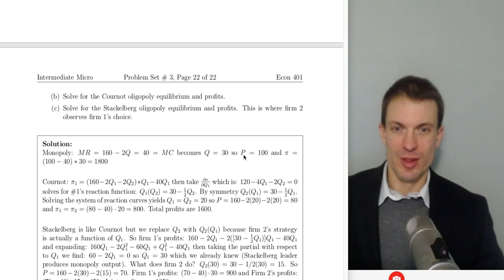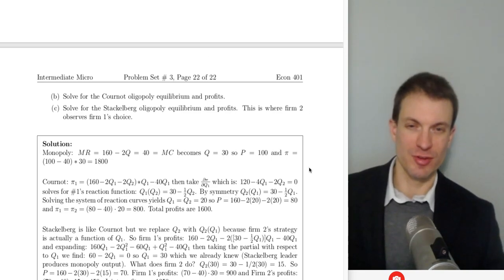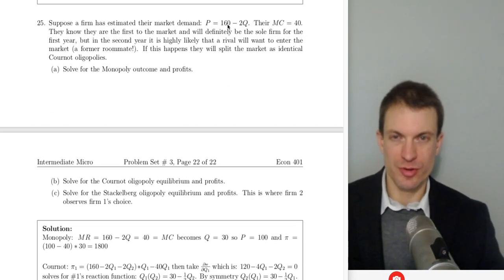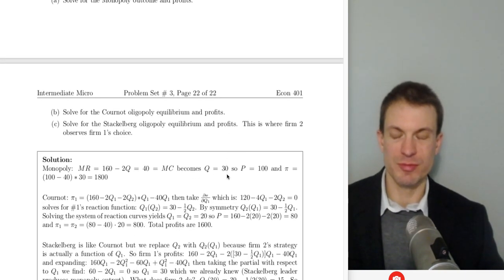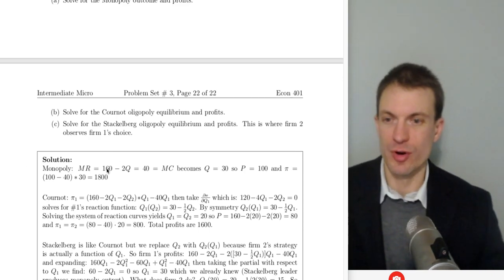Okay, so then the price is going to be 100. Profits are going to be 100 minus 40 times 30, or 1,800. So monopoly profits are 1,800. Let me actually verify this price. So this is going to be 160 minus 60, right? 2 times 30. Okay, so that price is correct. Yep, so this is all right. Very good. All right, so let's do Cournot.